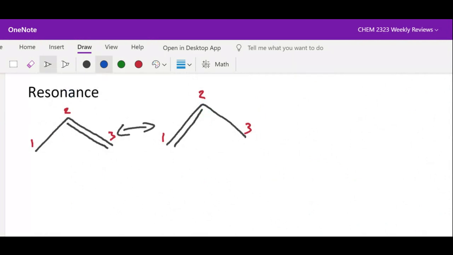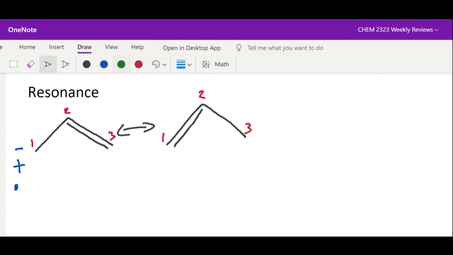So whenever I teach resonance, I always start out with 3 carbons. This should be your most basic resonance example. Carbon 1 has a negative charge. Carbon 1 can also have a positive charge, and carbon 1 can also have a radical. Regardless of what kind of charge, they all work the same.